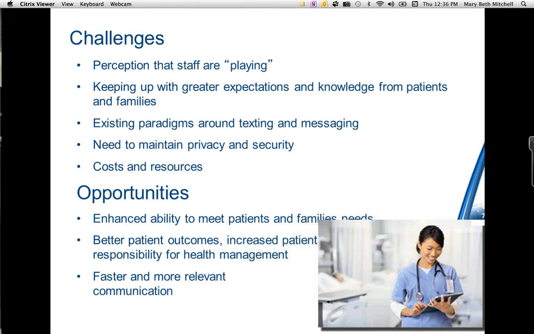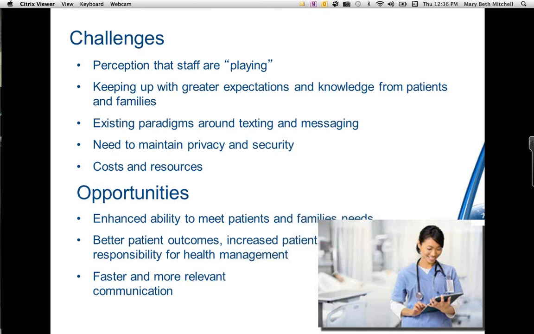And then, as I've alluded to, the existing paradigms around texting and messaging. Texting brings out such a negative connotation, but yet messaging and secure messaging is really going to be a primary tool for communication in the future. And then trying to maintain privacy and security of our patients and the information that we're communicating has to be at the forefront of any conversation about communication. And then finally, it's expensive. We can't just go out and buy an iPhone for every nurse in our hospitals to use as a tool. So we have to figure out how we're going to manage the cost and the resources to build these. The opportunities around it are really great, though.